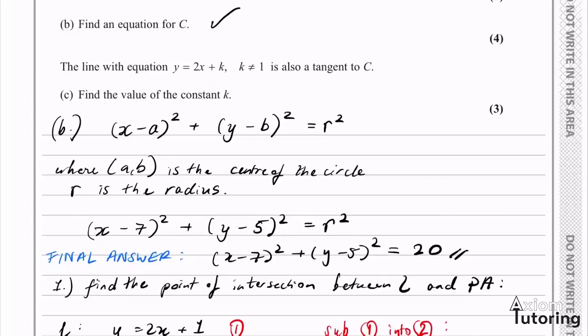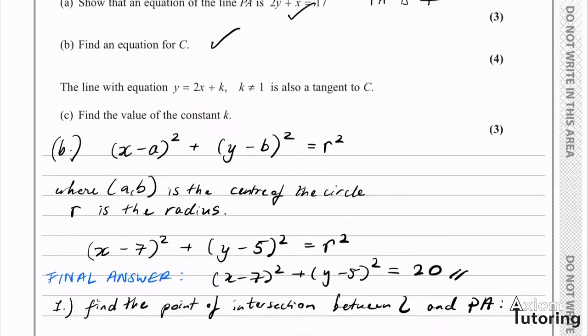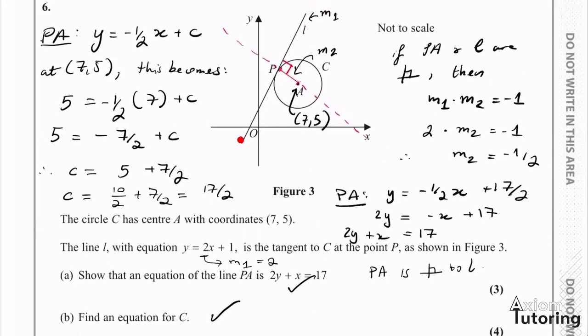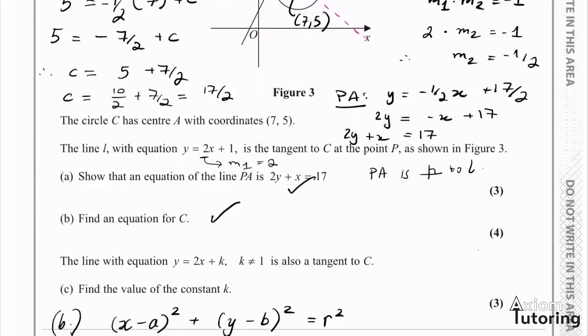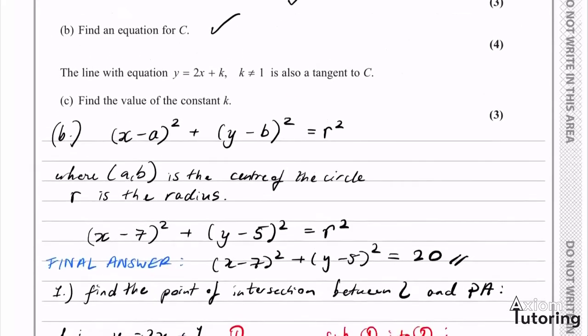So now let's have a look at part C for question 6. We have a line with equation y equals 2x plus k, where k is not equal to 1, so it's not line L, but a new line, which is also a tangent to our circle C. So we want to find the value of the constant k.